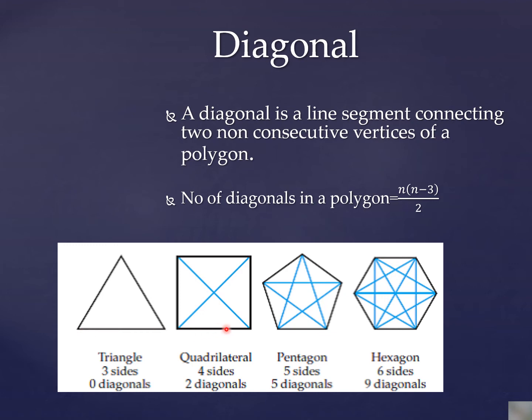Then a quadrilateral has 4 sides and 2 diagonals. Then a pentagon has 5 sides and 5 diagonals. Hexagon has 6 sides and 9 diagonals. So when we compare all of them, we come to a conclusion that the number of diagonals in a polygon is n into (n minus 3) divided by 2.